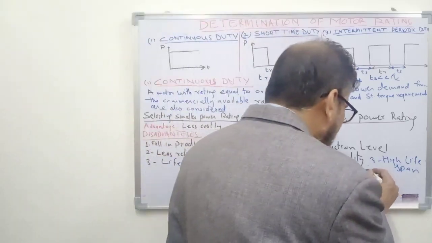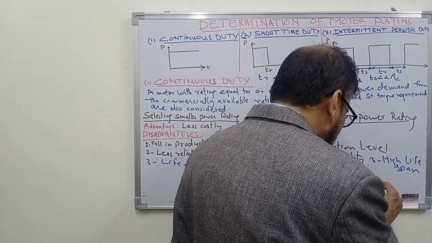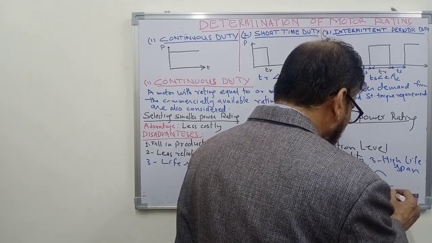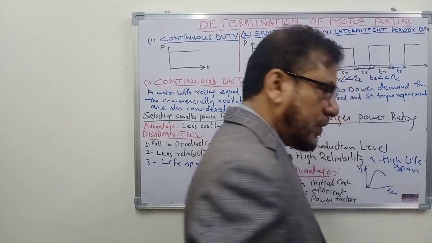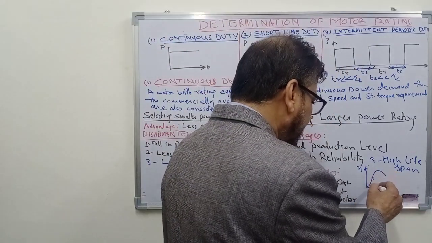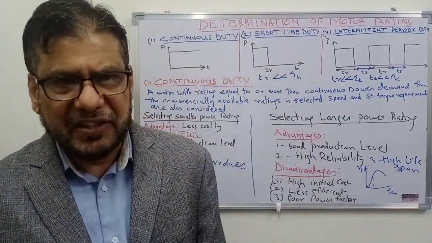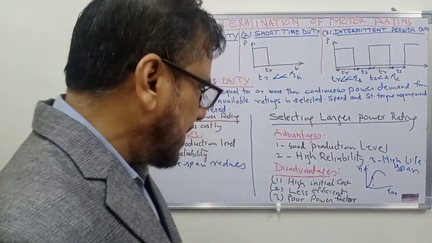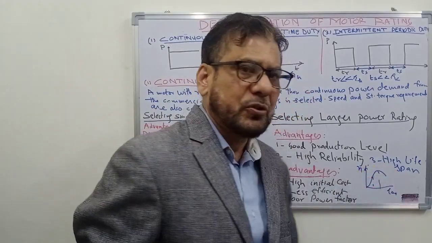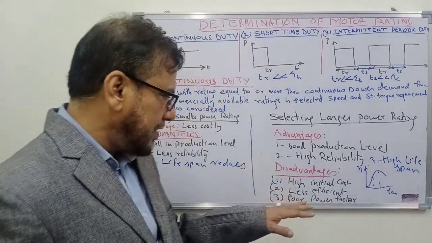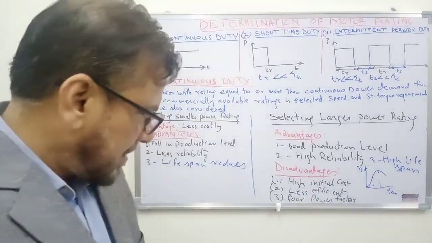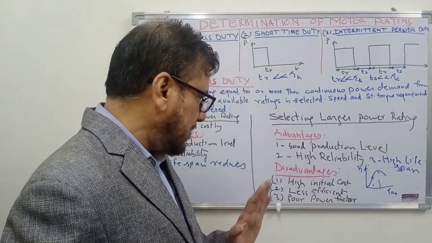You know that for any machine, the efficiency curve is like this: efficiency versus load. So if the motor is underloaded, you are here somewhere, and efficiency is less than the case when you properly load the motor and get the maximum efficiency of the motor. So efficiency will be less, higher iron losses will be there, that will reduce the efficiency of the motor.